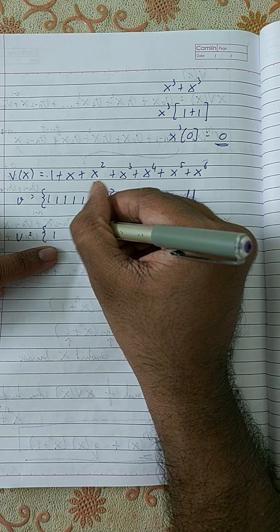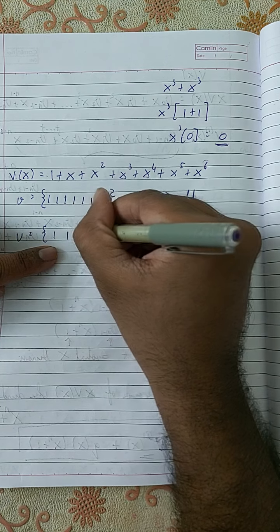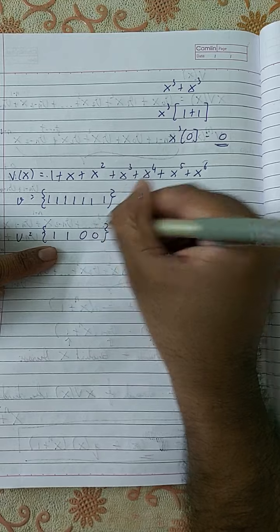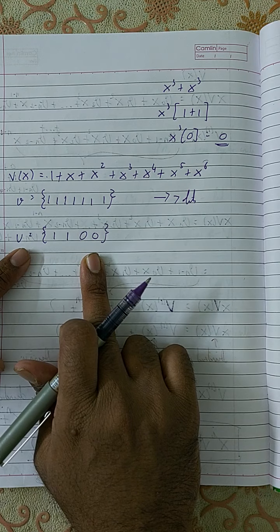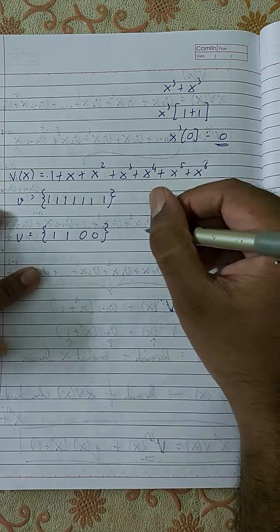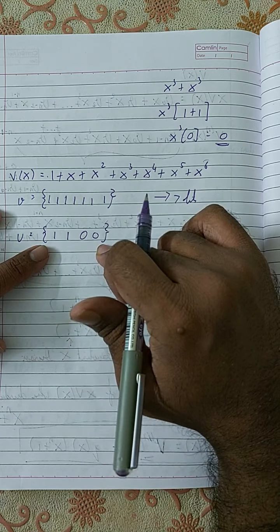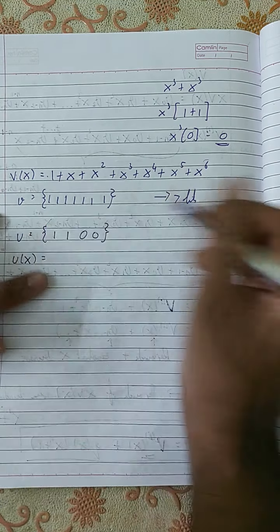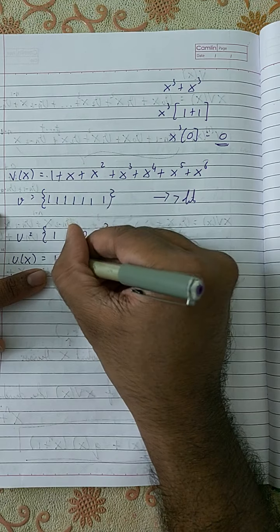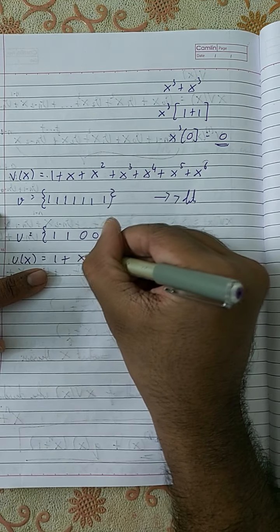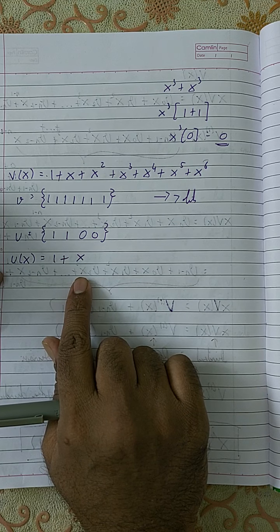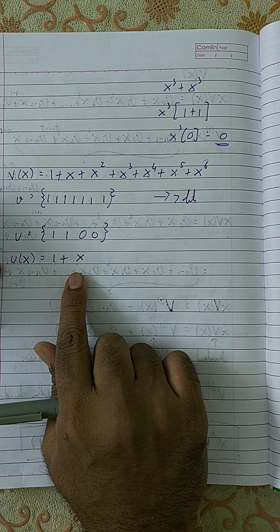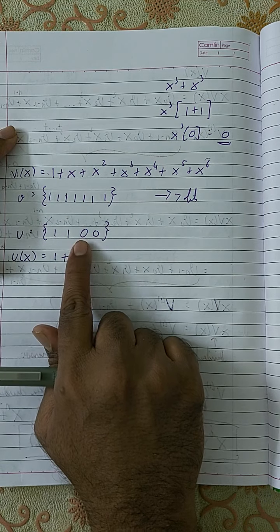Which one should I give? I'll give this number, 1100. Let u be equal to 1100. If u is equal to 1100, then what is the value of u of x? U of x is only equal to 1 plus x. See, this is one interesting thing you can see. Why is it 1 plus x? Because the last 2 bits are 0.